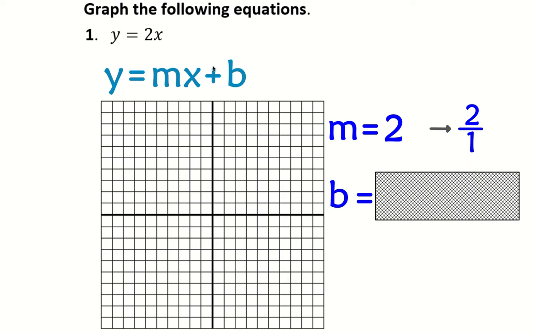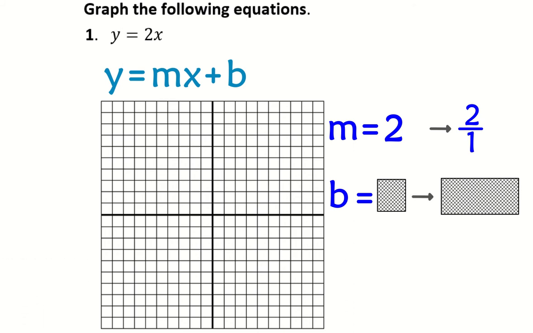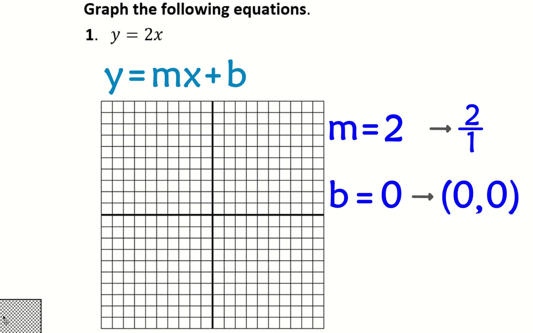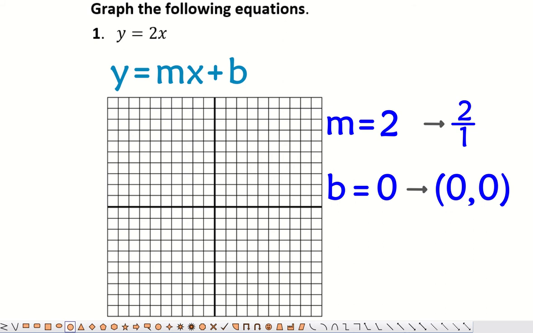And then your b value, this might be one of the tricky parts of this particular example, but our b value is actually 0. So the full coordinates of that would be, obviously 0, comma 0.